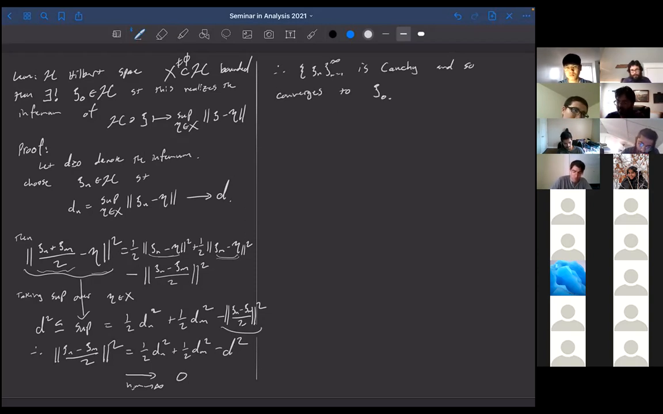Can everybody see that? So this shows uniqueness because I took an arbitrary sequence which approximated the infimum. So this means that if you had two elements which gave you the infimum, then you could take the sequence which alternates between those two vectors. But then we just showed that that's a Cauchy sequence, so those two vectors had to be the same. Since an arbitrary sequence which approximates the infimum is Cauchy, there can only be one limit. So this shows existence.